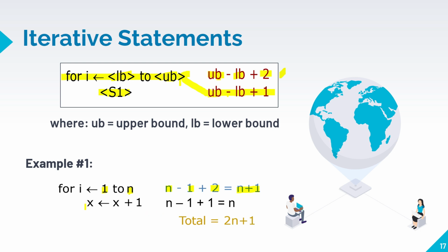Next, for the statement, we apply upper bound minus lower bound plus 1. Upper bound n minus lower bound 1 plus 1, so that is cancelled because it is 0, and the answer is n. As mentioned earlier, even without following the formula, you can just subtract 1 from the earlier computation. So n plus 1 here, minus 1, the answer is n. So the total, we have 2n plus 1.